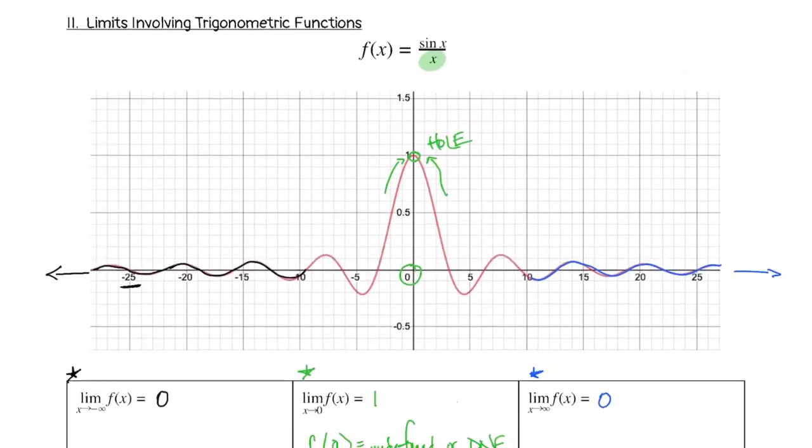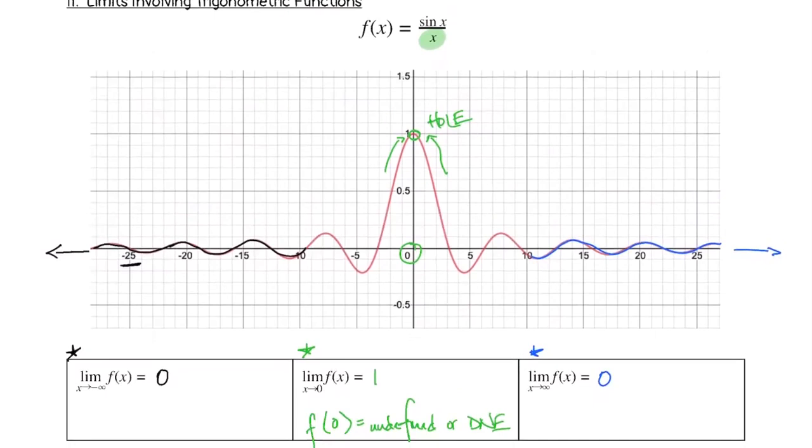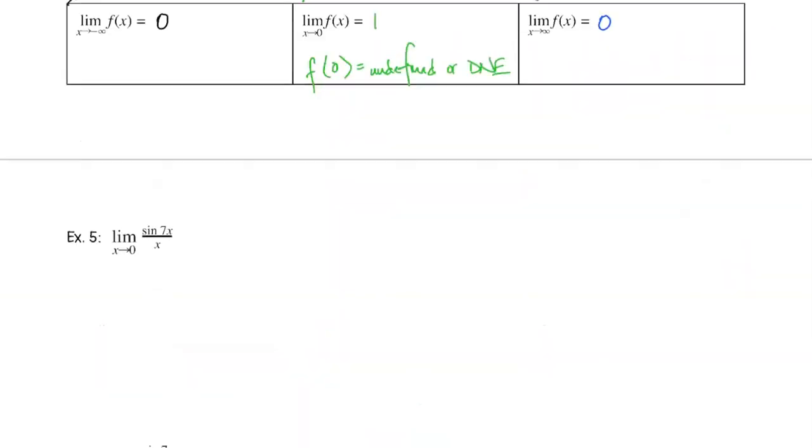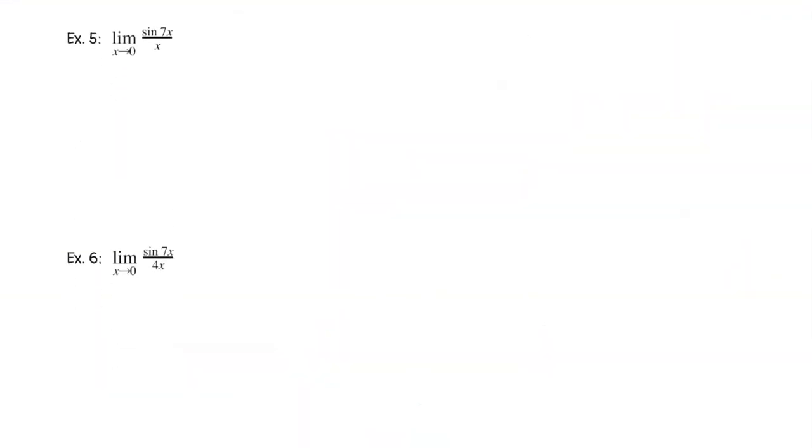All right, so let's take this. I want you to keep this graph in mind, and we're going to start to see what the questions actually look like when we're taking a look at limits involving trigonometric functions. We've got a few examples here, but let's take a look at example number 5.